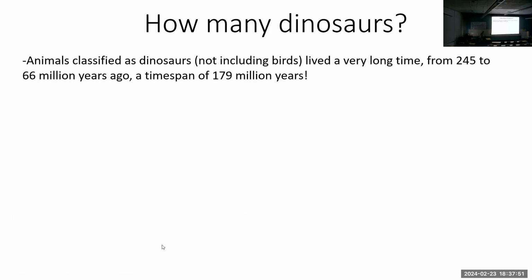But the complication comes from the fact that dinosaurs didn't just exist as a snapshot, they existed for a very long period of time. In fact, they existed from 245 million years ago up until about 66 million years ago, a time span of 179 million years. So for that whole time period, you would call representatives of that group dinosaurs. They all get that label.